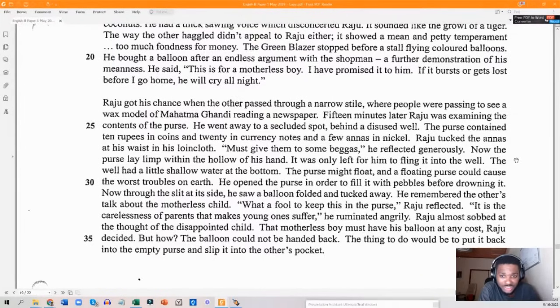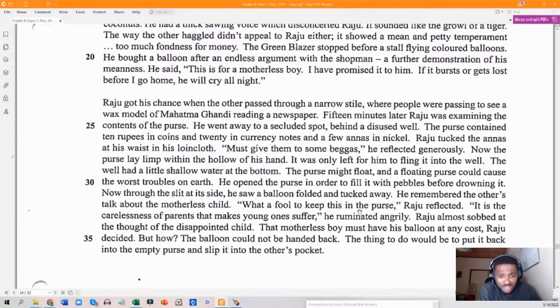The well had a little shallow water at the bottom. The purse might float, and a floating purse could cause the worst troubles on earth. He opened the purse in order to fill it with pebbles before drowning it. Now, through the slit at its side, he saw a balloon folded and tucked away. He remembered the other's talk about the motherless child.